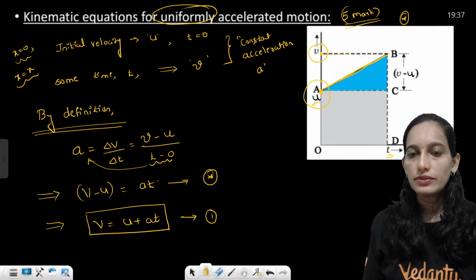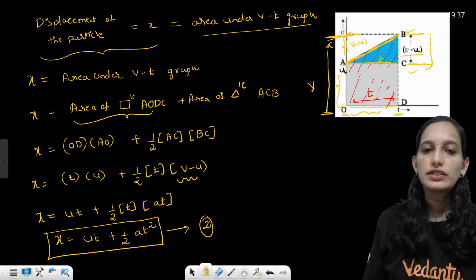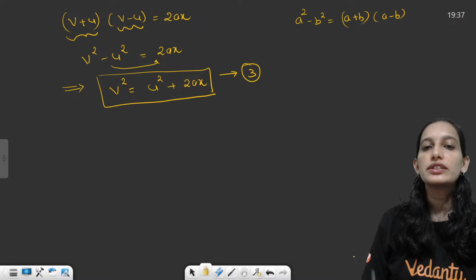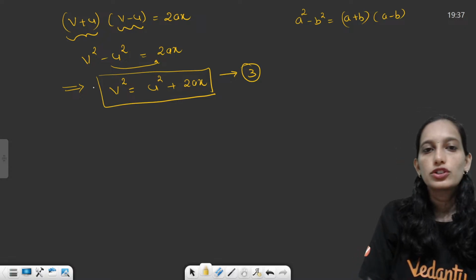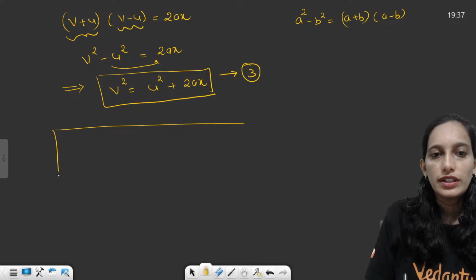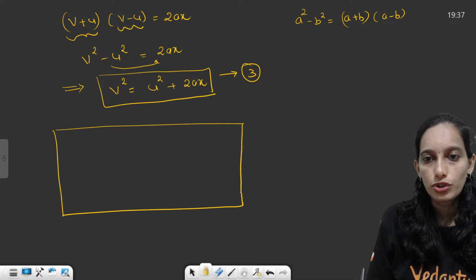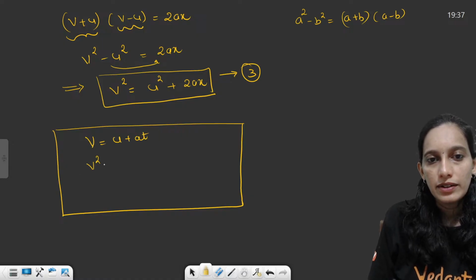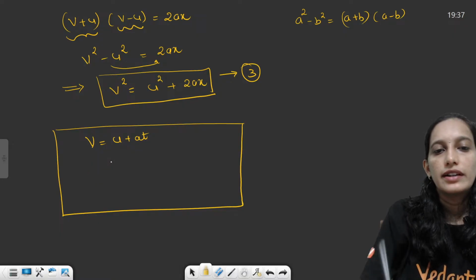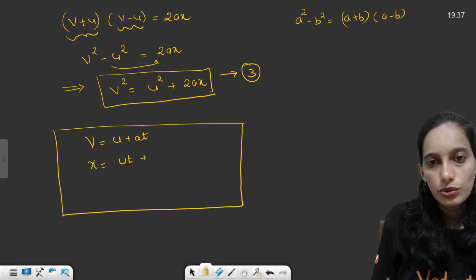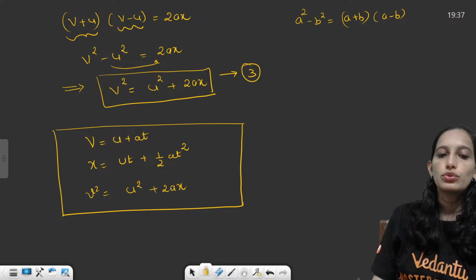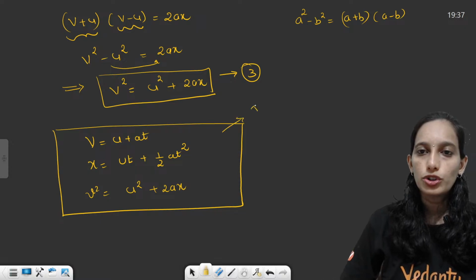Okay, so one is v is equals to u plus at. The second one is ut plus half at square equals to displacement x, and the other one is v square is equals to u square plus 2ax. So the three kinematic equations of motion: v is equals to u plus at, x is equals to ut plus half at square, and v square is equals to u square plus 2ax. This is if the motion started from the origin.